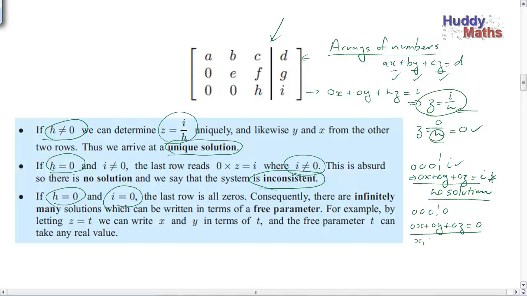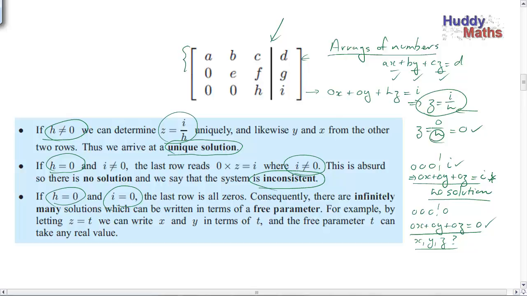X, y and z could be anything, and that would still work. So what we've got here is basically the demise of that last equation. X, y and z could be anything. So effectively we're still left with the constraints of row 1 and row 2. Okay, they come up here.